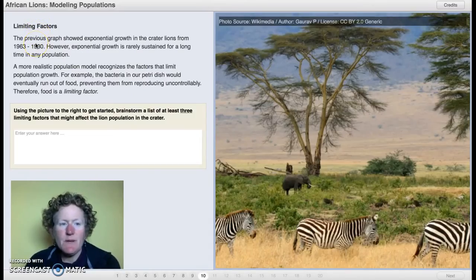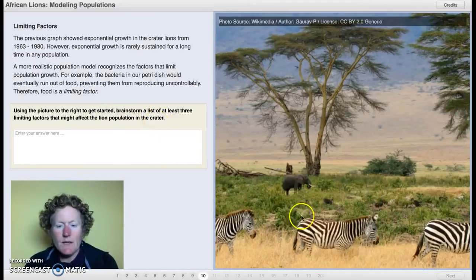Limiting factors. The previous graph showed exponential growth in the crater lions from 1963 to 1980. However, exponential growth is rarely sustained for a long time in any population. A more realistic population model recognizes the factors that limit population growth. For example, the bacteria in our petri dish would eventually run out of food, preventing them from reproducing uncontrollably. Therefore, food is a limiting factor. Using the picture to the right to get started, brainstorm a list of at least 3 limiting factors that might affect the lion population in the crater.